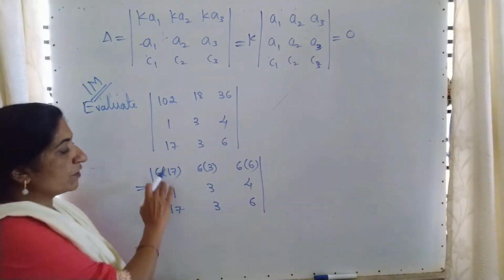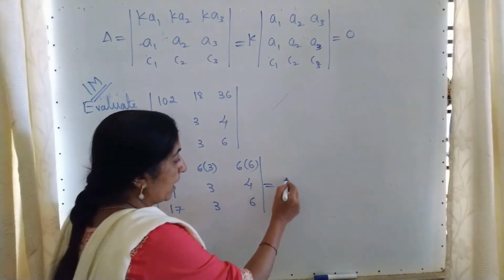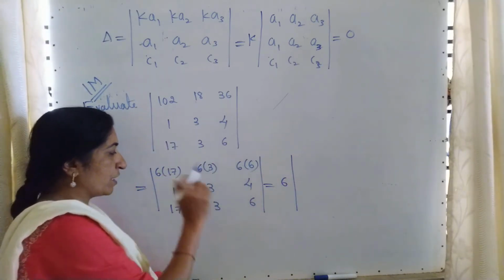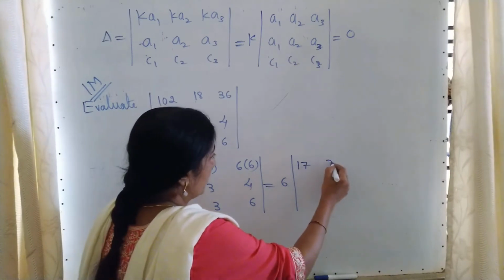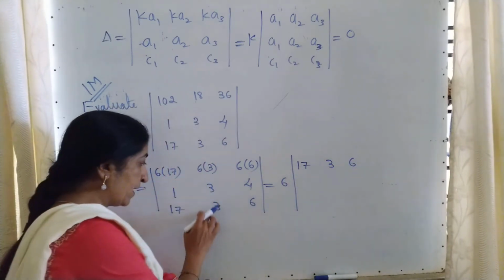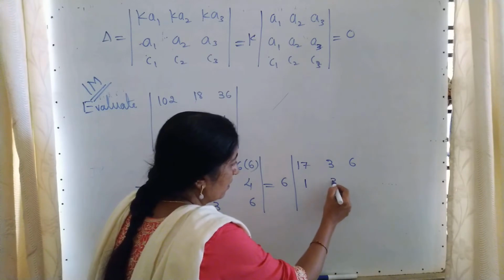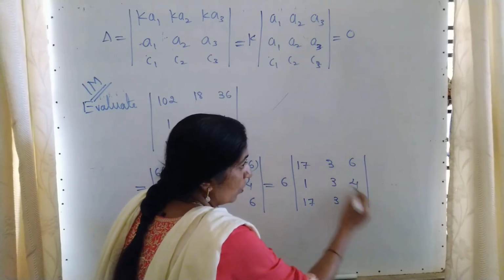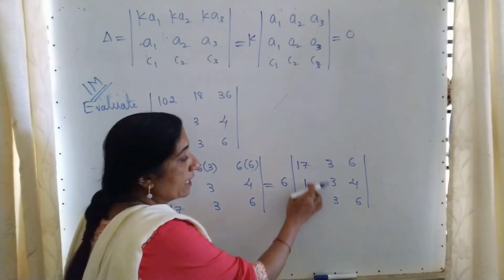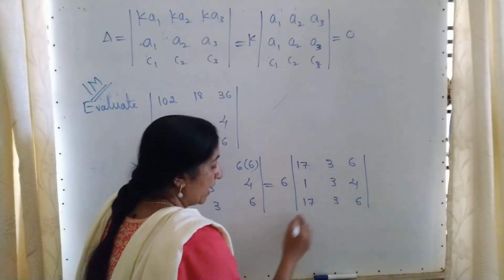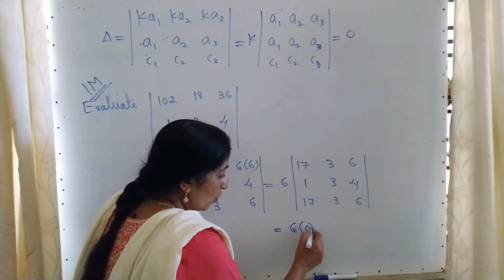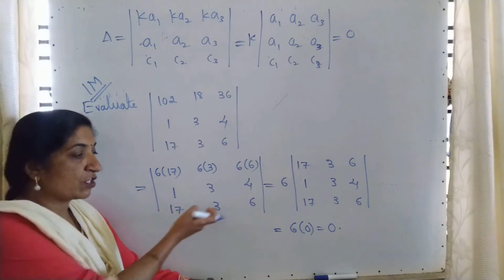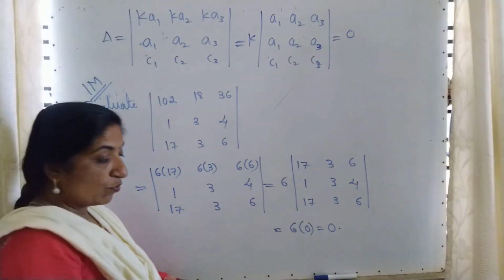See students, in the first row what can we take common? We can take 6 common. Is it correct or what? Here also 6, here also 6, here also 6. The remaining is 17, 3, 6. Write down the remaining two rows as it is: 1, 3, 4, 17, 3, 6. Now what are you observing in the determinant? The first and the third row are identical. If any two rows are identical, the answer is 0. See, is it very simple or what? Without expansion directly you can write. Now moving to the next property.